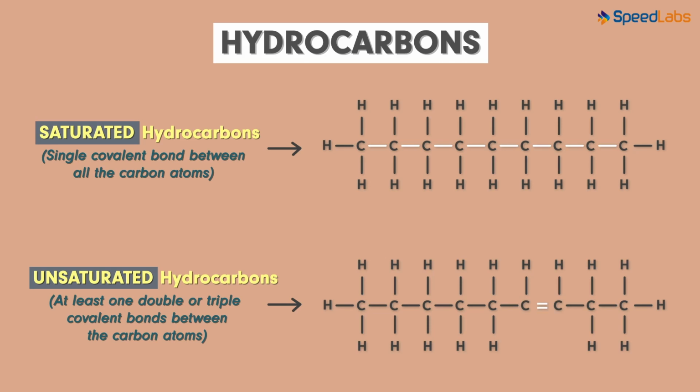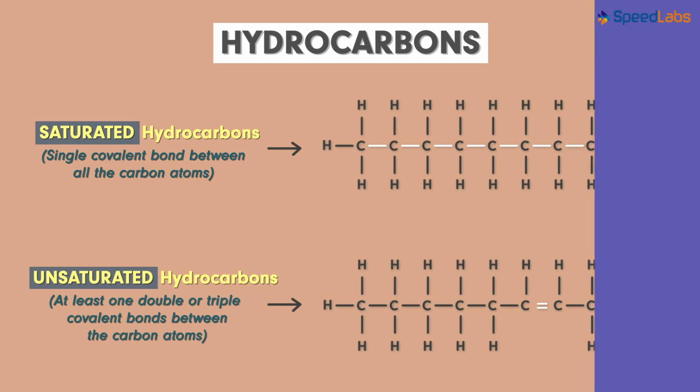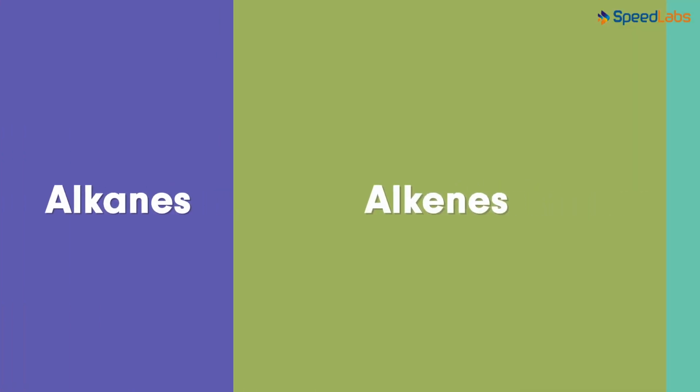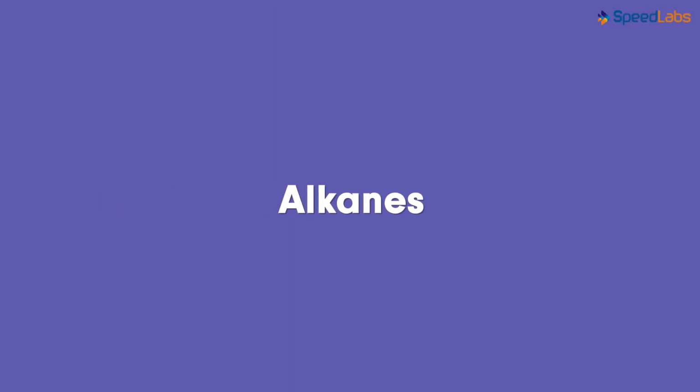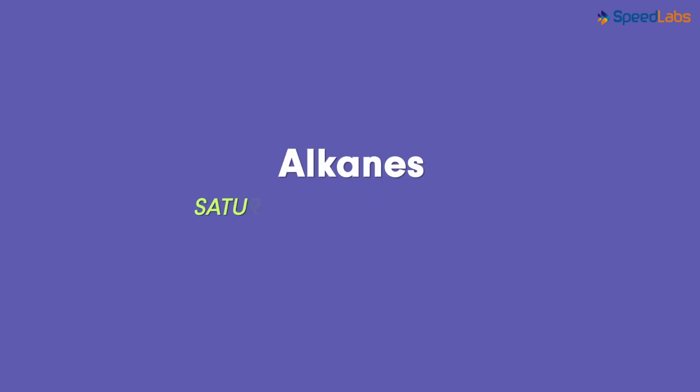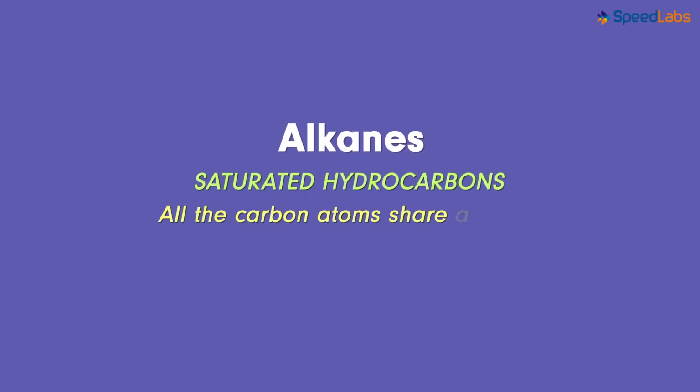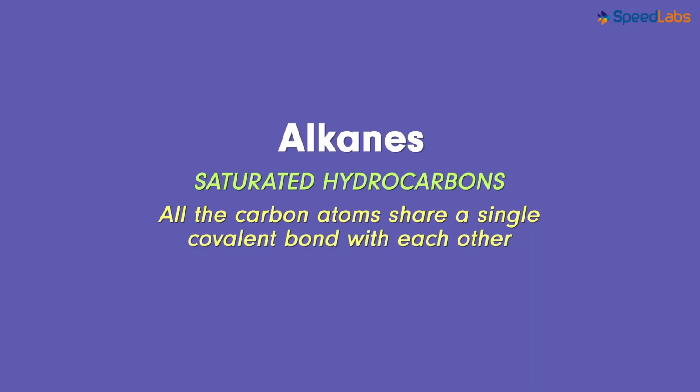Now, in order to simplify our understanding and to study these hydrocarbons in detail, we divide them into three major categories. These are called the alkanes, alkenes, and the alkynes. Let's understand each type in detail. The first one is alkanes. This family is that of saturated hydrocarbons. That means all the carbon atoms share a single covalent bond with each other.